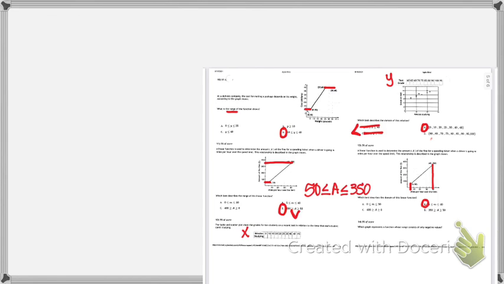And we are not doing number 14. So stop at number 13.